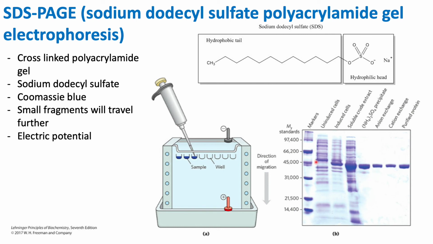And just to make note of the markers or standards on the side, we can see from our values that we're starting off at 97,000 and we're moving towards 14,000. So this just shows us that our smaller fragments are traveling further, and our larger fragments with the high molecular weight are the ones that are traveling slowly, so they're going to be left behind up here. So when we look at our stained slide, the smaller fragments will be closer to the bottom, whereas our larger fragments with the high molecular weight are going to be at the top.